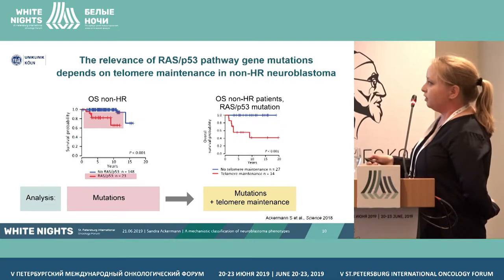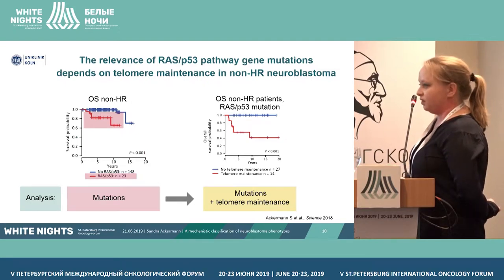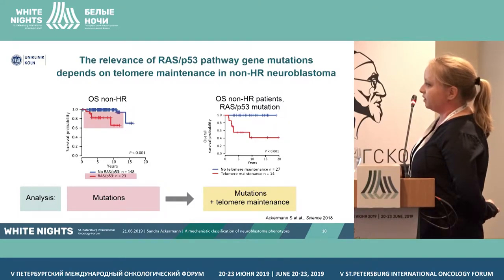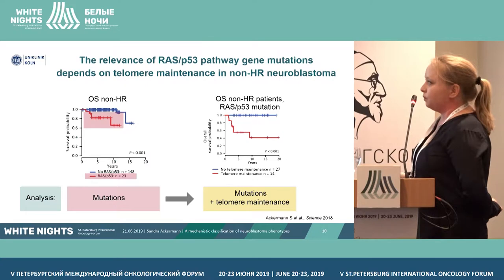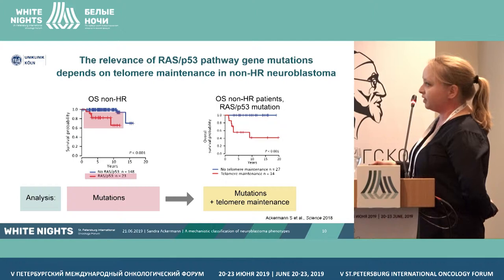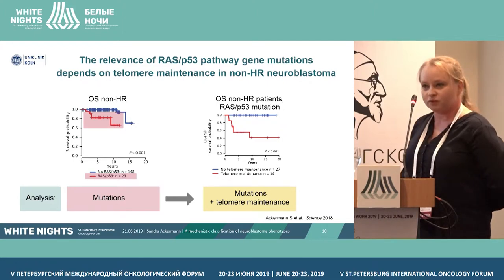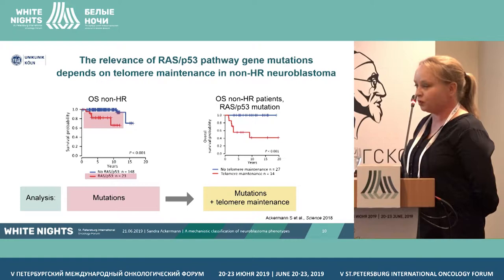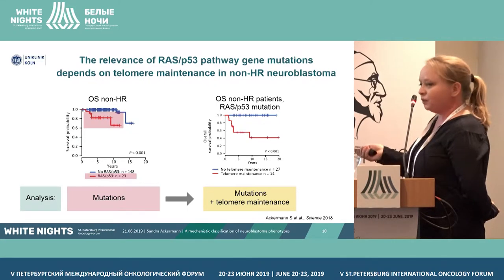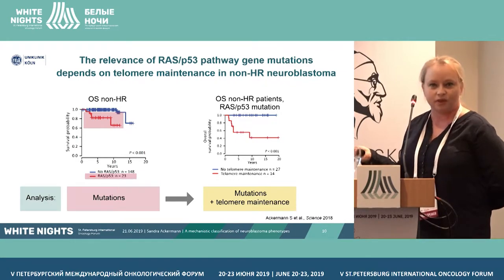This is the red curve split up into two groups. They all carry mutations in one of these 17 genes, but the blue curve means no telomere maintenance, and the red curve means telomere maintenance. And just as a reminder, these are non-high-risk patients, and they have a very poor outcome, so we really think they are in the wrong risk group. And this is quite a large number. I mean, we thought this is just non-high-risk, but maybe this is also important for the total cohort.